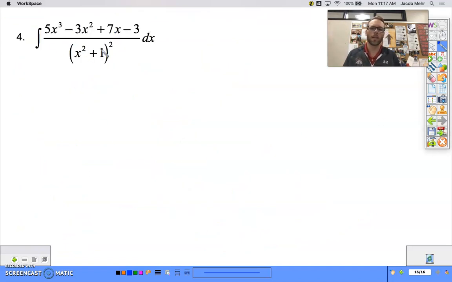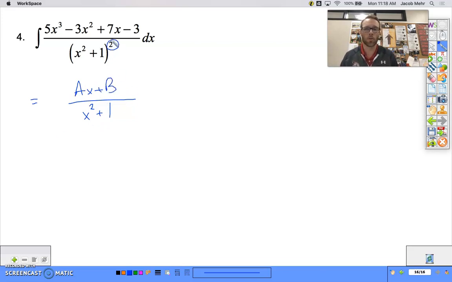What happens if you have an x squared plus 1 squared? How would you set up your decomposition? Well, I have a factor of x squared plus 1 in the denominator. That's a quadratic factor. That can't be reduced anymore. If it's a quadratic factor, it would have a linear numerator. So I'm going to call that linear numerator ax plus b.